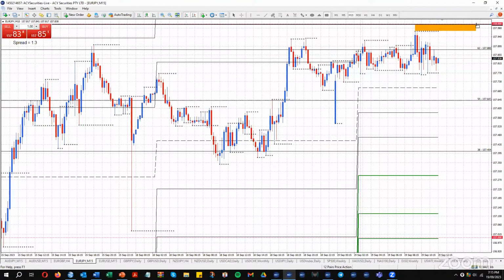Up there would be the level I'm watching. All right, 157.99 to 158 up there, just above the high of the day at the moment. If we can get up there, you may come under some selling pressure there.